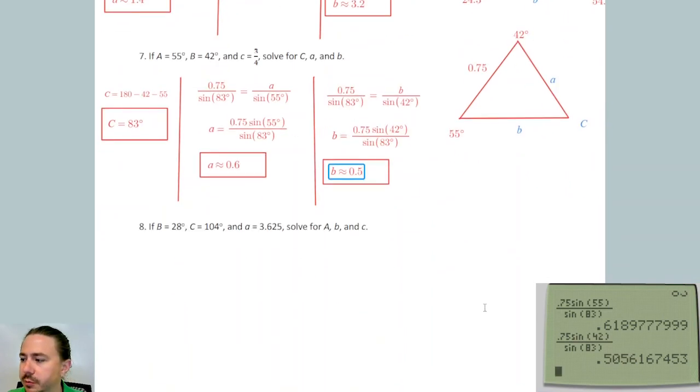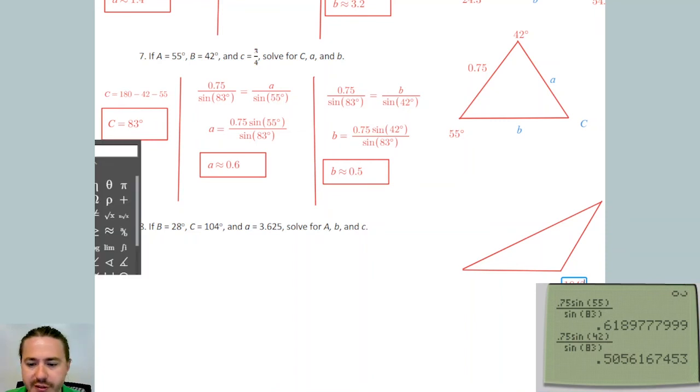Last problem. Let's do number 8. I'm looking at my angle measures, 28. Okay, so 104 is obtuse. So I'll just make sure when I sketch this out that I make that one obtuse. So like, something like that. So since C obviously is the largest angle, being 104, we can expect side C to be the largest side. So angle C is 104 degrees.